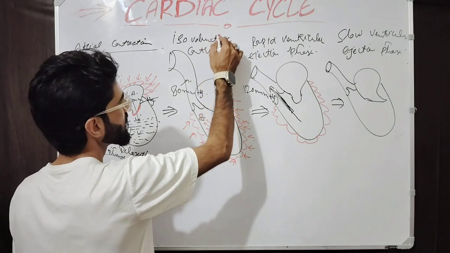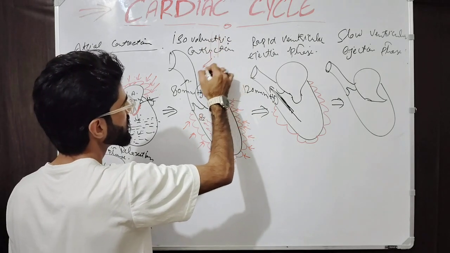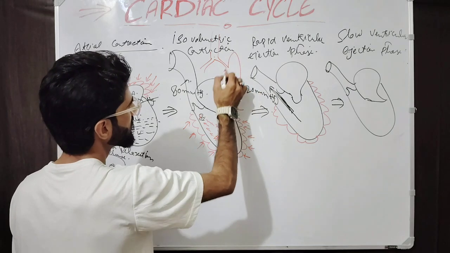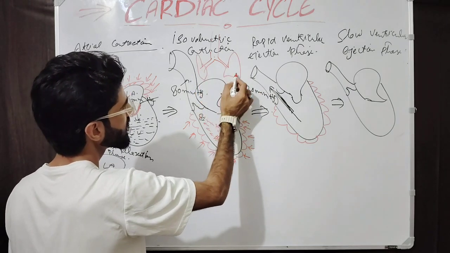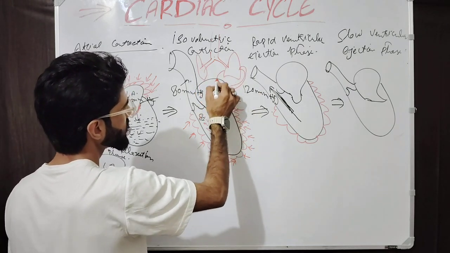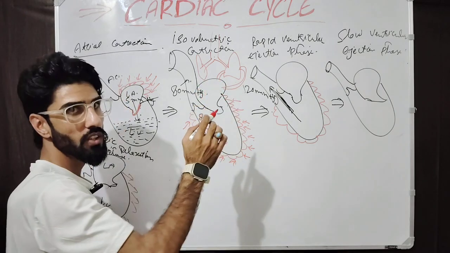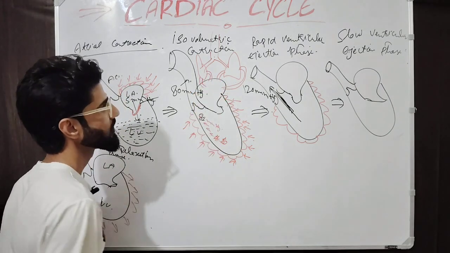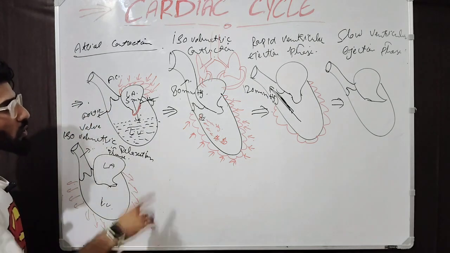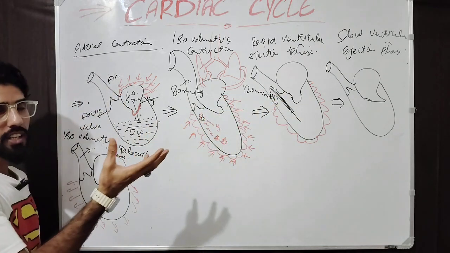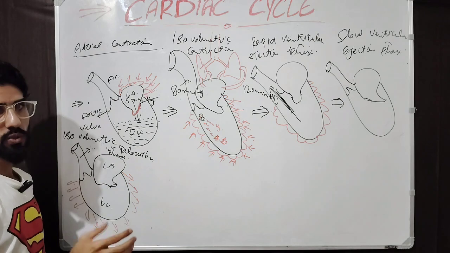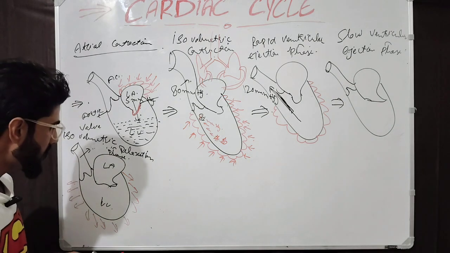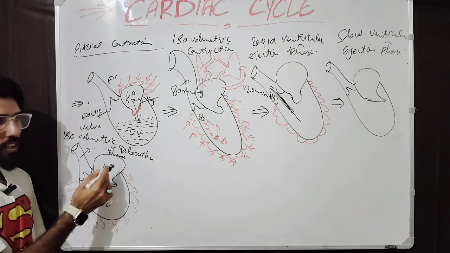Here, let me draw one diagram. This is the lungs, right lung and left lung, and from each lung, 2 pulmonary veins drain into the left atrium. Understood? So during all these phases, the atria is acting as a reservoir, continuously receiving blood from the pulmonary system. It keeps on receiving the blood.